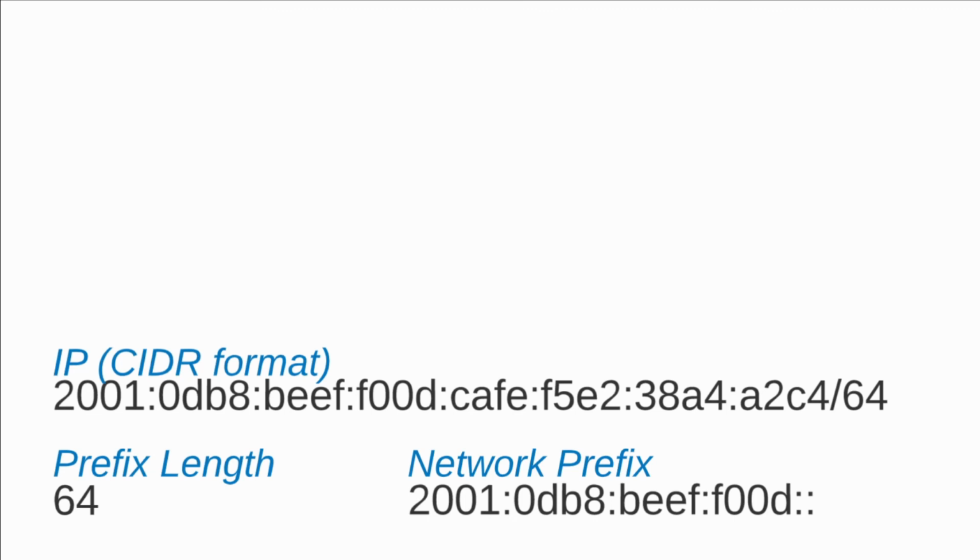Now, there's not a subnet mask format for IPv6. We just give the prefix length. We always use CIDR format for IPv6. But you can figure out that prefix length and the network prefix based on that address.